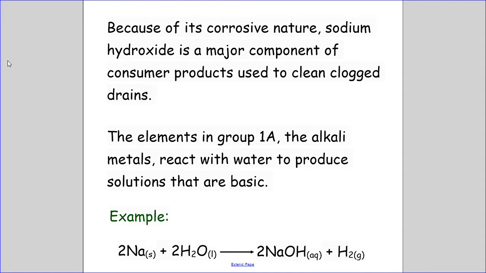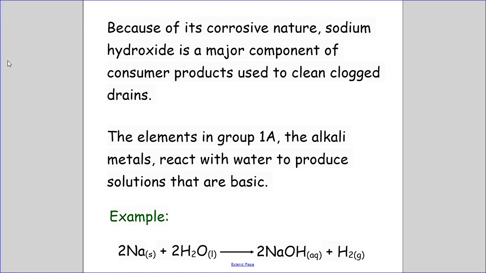Because of its corrosive nature, sodium hydroxide tends to be a major component of consumer products that get used to clean, say, clogged drains. Sodium hydroxide is soluble in water. If you read the packaging for a lot of these cleaning products, they often tell you to pour the Drano or cleaning product in, and then let it sit for so many minutes before flushing it with hot water.